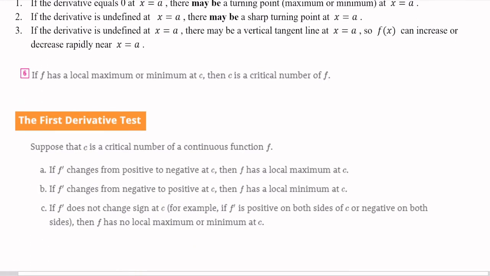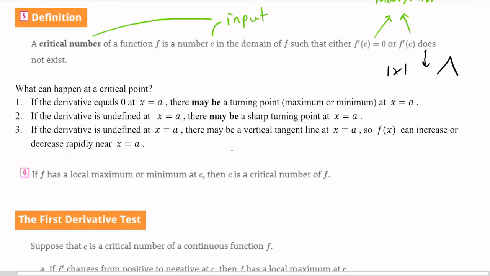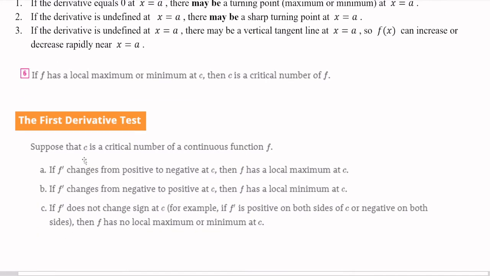Okay, and so all of what we just talked about is wrapped up into this thing called the first derivative test. It says, suppose that c is a critical number of a continuous function f. So stop there. What's a critical number? You've got to remember this. It's okay if you have to go back. I literally just said it 30 seconds ago, but that's fine. A critical number is where the derivative is 0 or doesn't exist. So at c, the derivative is 0 or doesn't exist.